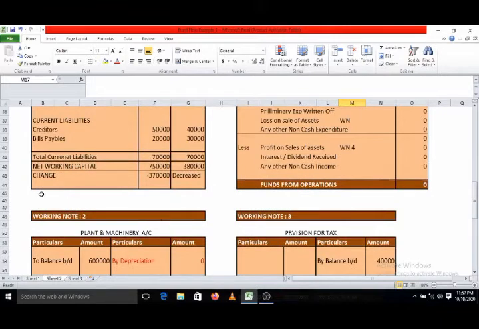Before this statement, here we can write one note. Debtors are taken after deducting RDD. So that you will remember this note. You can check out this note. Debtors are taken after deducting RDD. Okay.